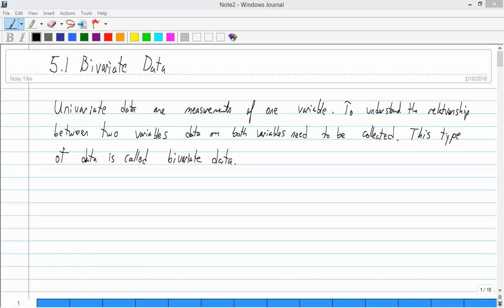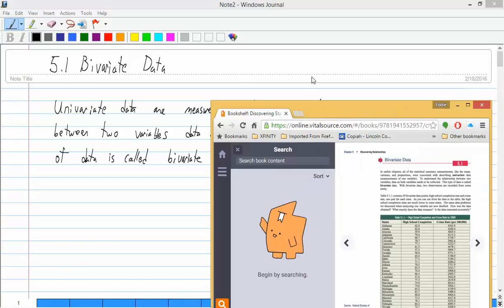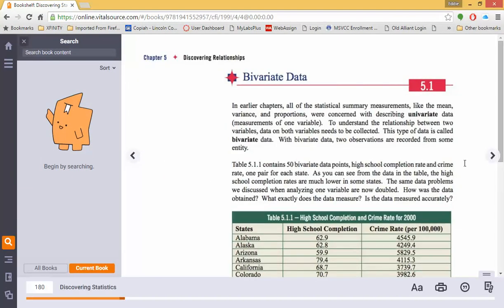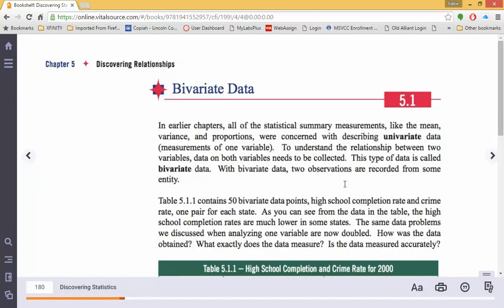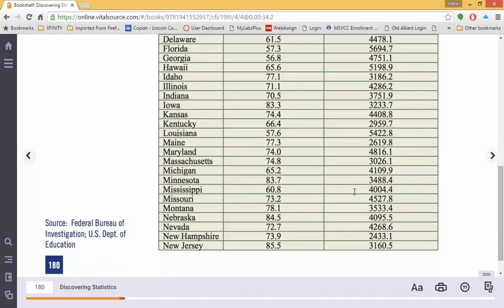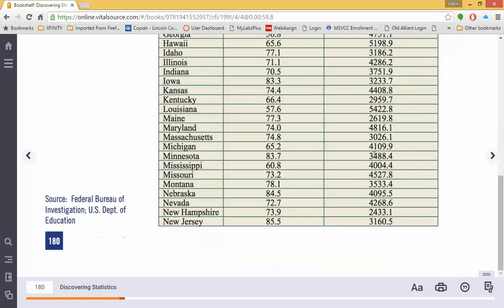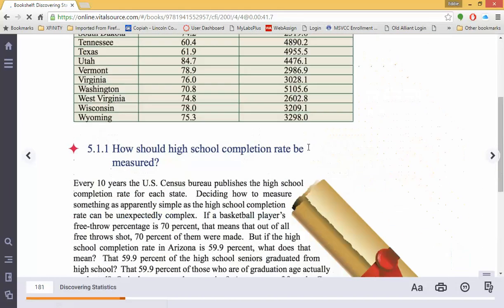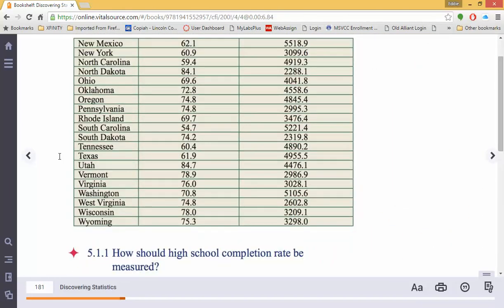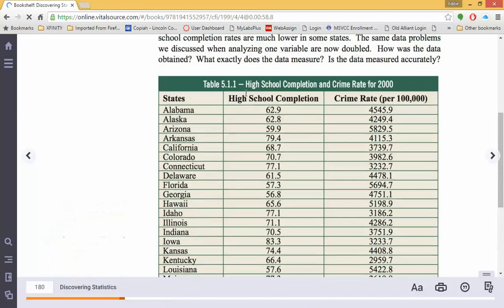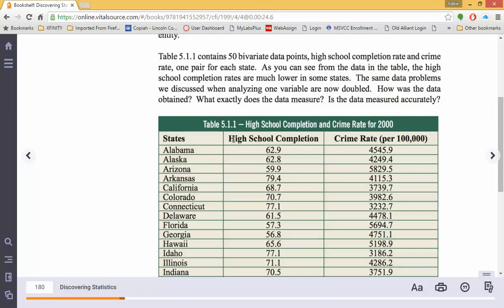Your ebook does this. It takes all of the states, or at least some of them. Maybe it continues on the next page. No, it doesn't. Yeah, it does. Okay. I just wanted to make sure we could get to Mississippi. Alright. It takes all of the states and then the high school completion percentage and the crime rate per 100,000 people.